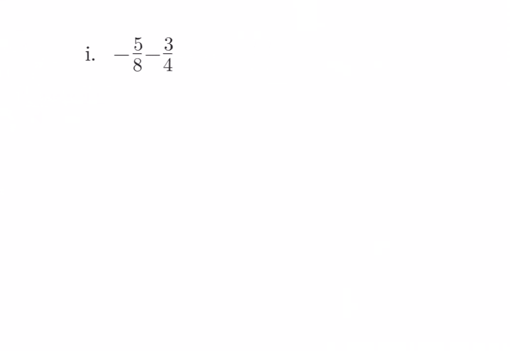All right, last one, I. Want my LCD. The smallest number that is divisible by 8 and 4 is 8. Remember, we have to multiply to it. So my first fraction stays the same. This is negative 5 over 8 minus second fraction. To get from 4 to 8, we multiply by 2. So I'm going to do that to top and bottom. We get 6 over 8.